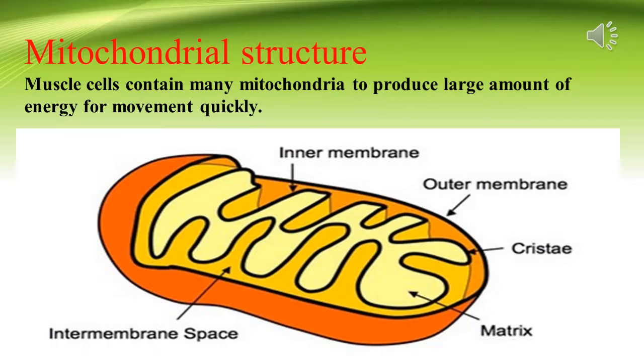As we discussed previously, the rod-shaped structures inside the cell called mitochondria are involved in respiration. Here I am going to tell you about the internal mitochondrial structure. You can see different parts of the mitochondria in the diagram given on the slide on your screen. Muscle cells contain many mitochondria to produce a large amount of energy for quick movement.